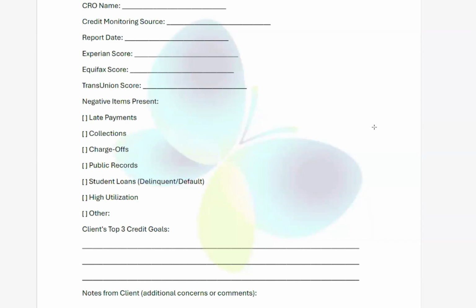What is the short-term goal? What is the long-term goal? What are they really looking to do? Because this will help you with your entire action plan.